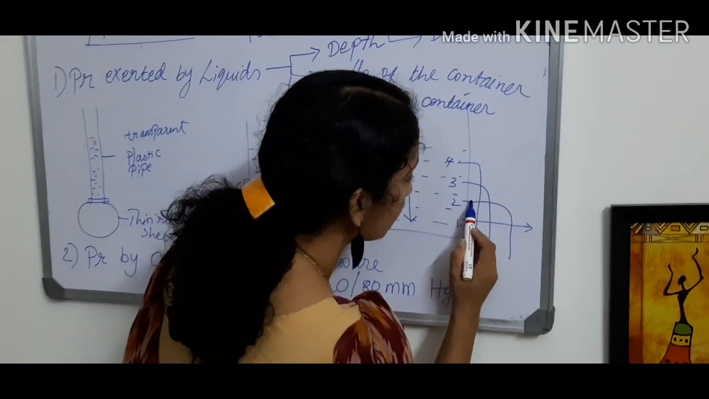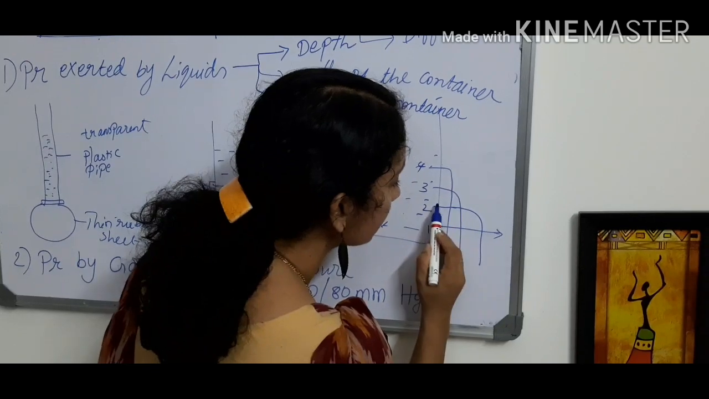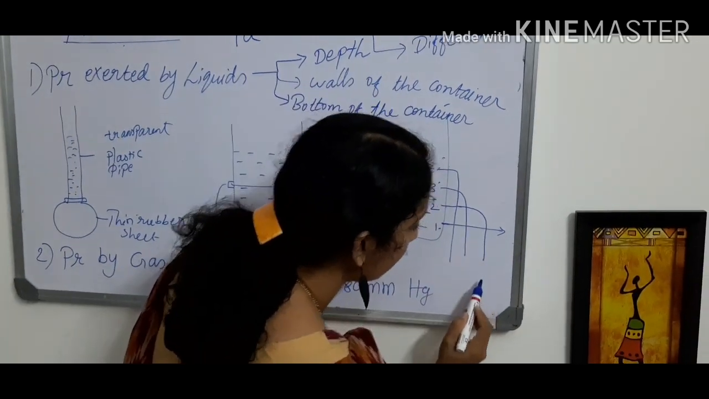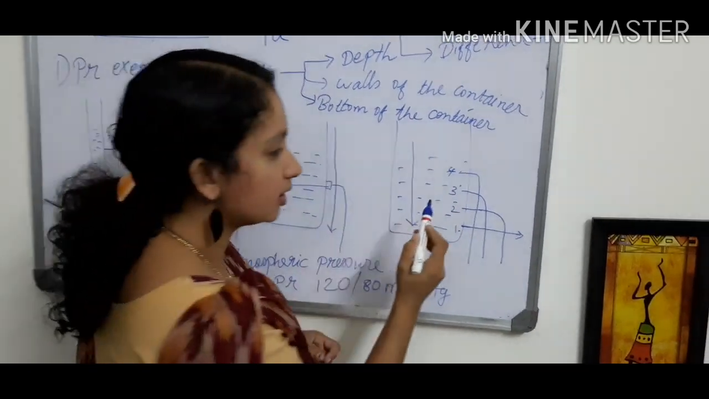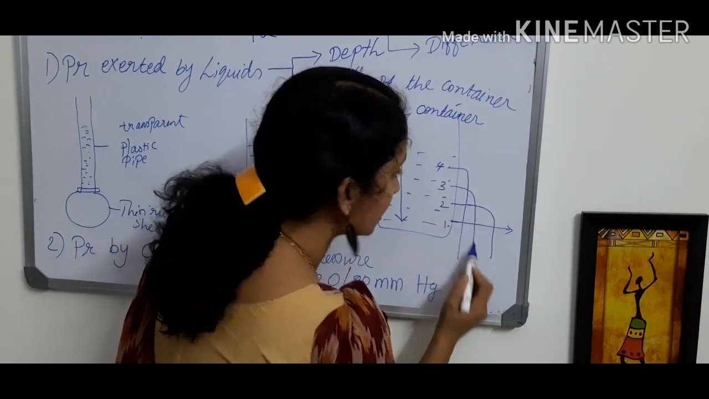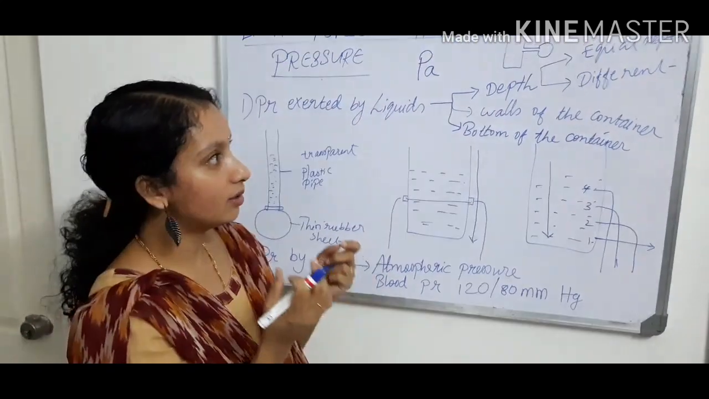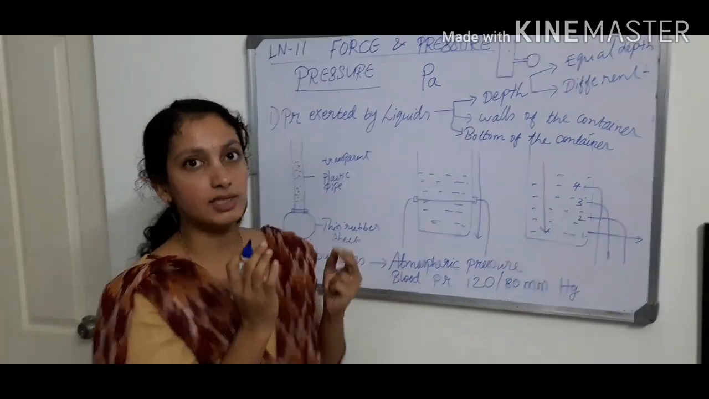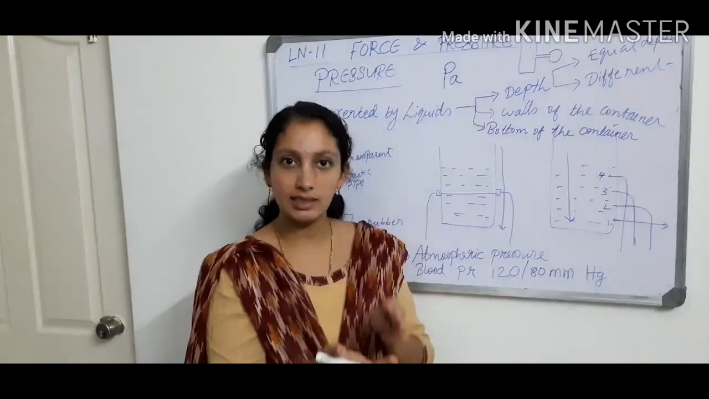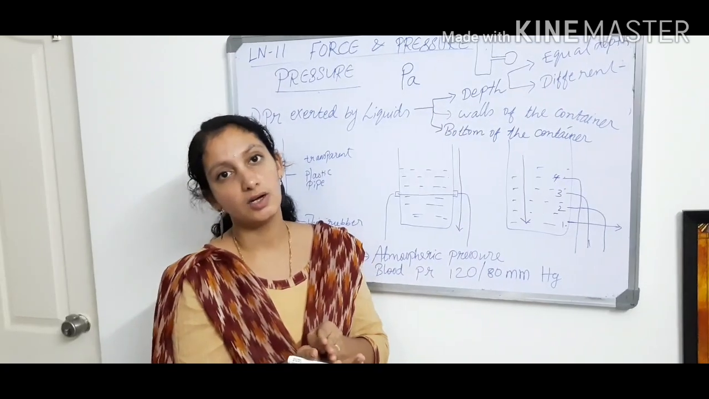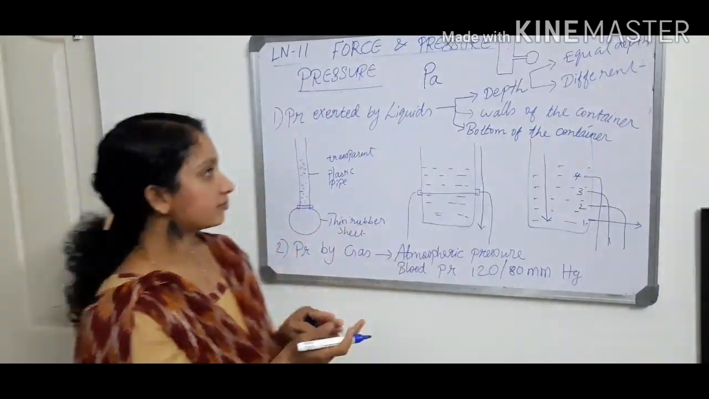Here 2 means some more straight but it is flowing down. There is a curve. 3rd means the pressure is less. 4th means it is least. So the main principle behind this is the pressure is increasing with the depth of the container.